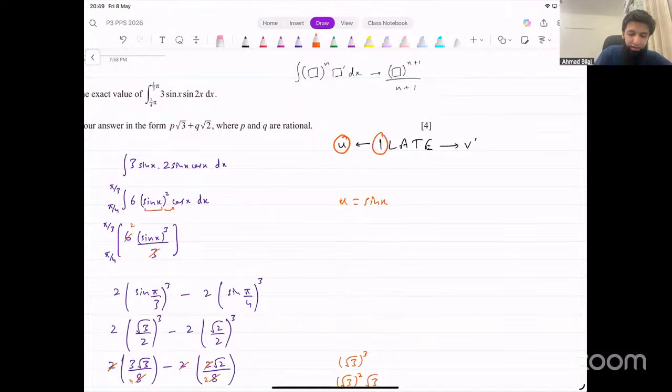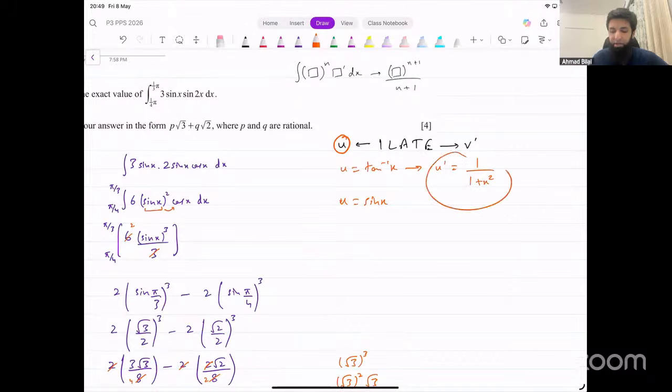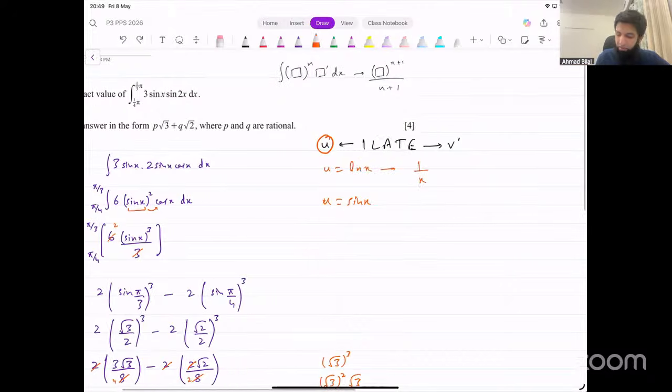Now, I is inverse trigonometric. That means tan inverse. So tan inverse, when you differentiate that, when you find u dash of that, that becomes something simpler, 1 over 1 plus x squared. So that in the next step of integration by parts, you will have a simpler integral. Similarly, when you have log, u equals ln x, that becomes 1 over x. When you have algebraic, u equals x cube, for instance, or x squared, it becomes simpler after differentiation. It gives you 2 times x.